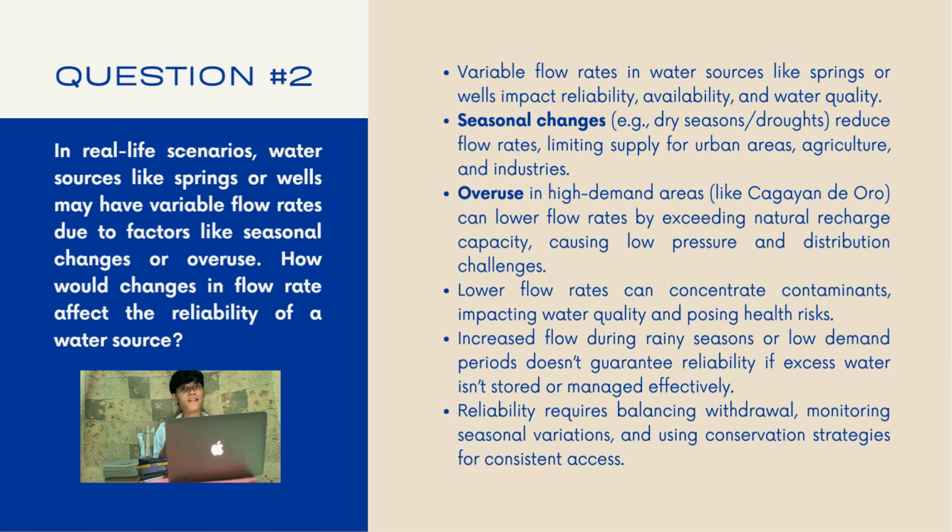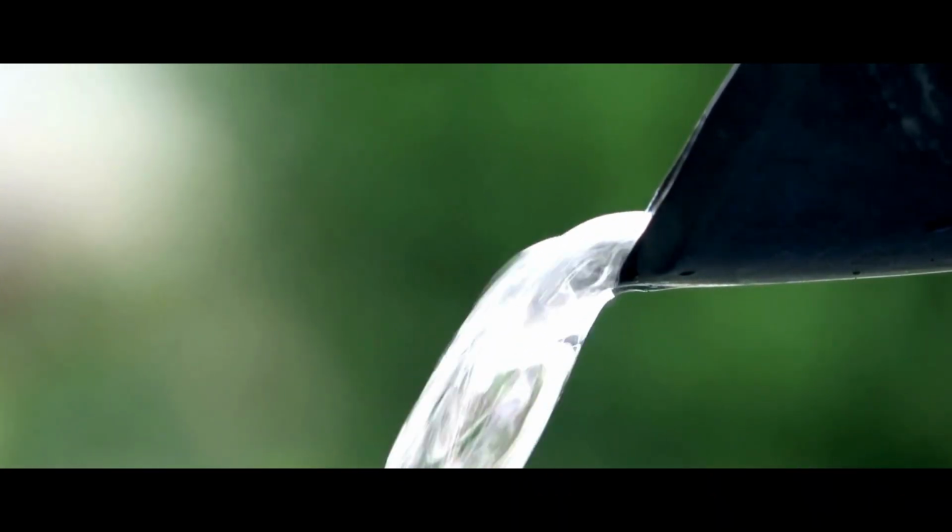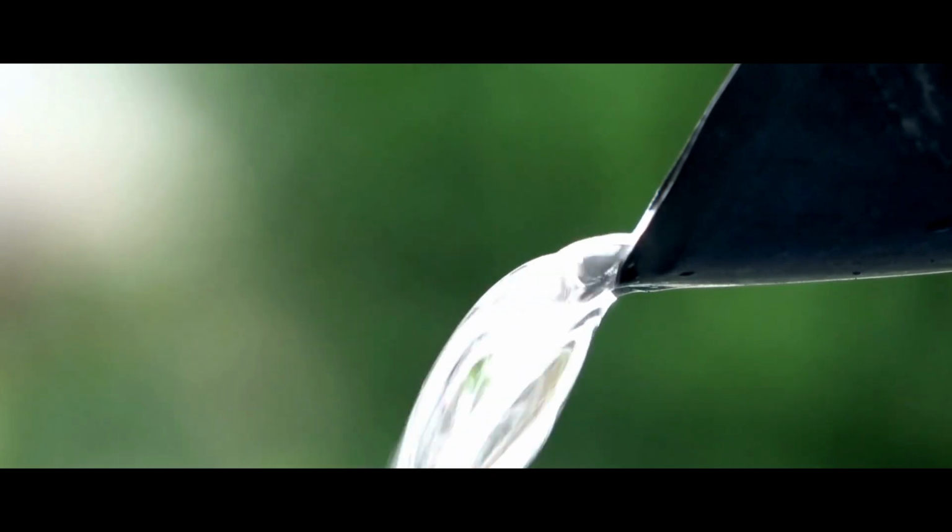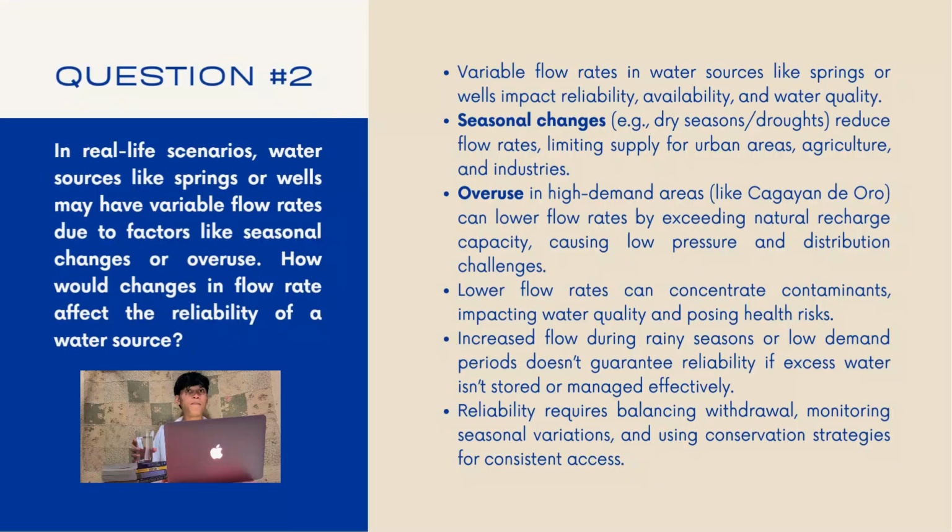So when it comes to rainy seasons or wet seasons, or periods having a low demand, the flow rates may increase. But this alone doesn't ensure reliability. Why? Because excess water might not be effectively stored or managed for later use. Thus, maintaining a reliable water source often requires balancing withdrawal rates as well as monitoring seasonal variations and implementing conservation strategies to ensure a consistent and safe access to water across changing conditions.